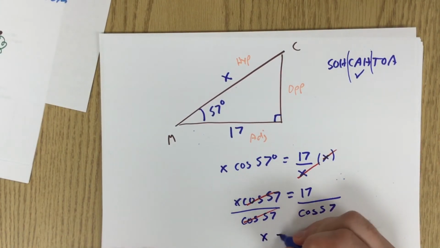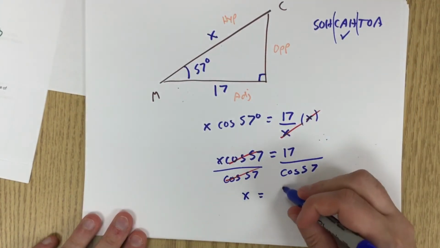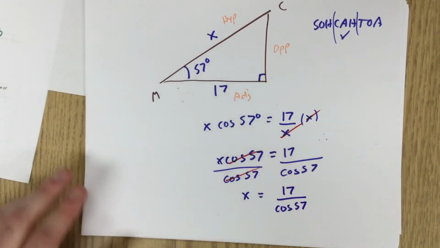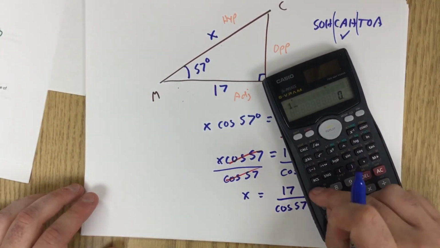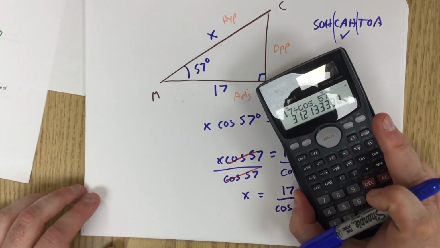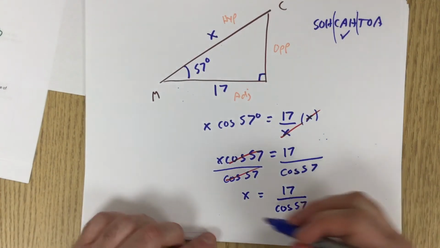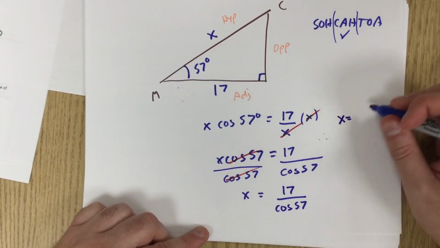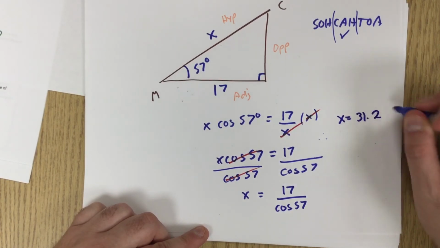And x equals 17 over the cosine of 57. 17 divided by cos 57 is 31.2. So x is 31.2.